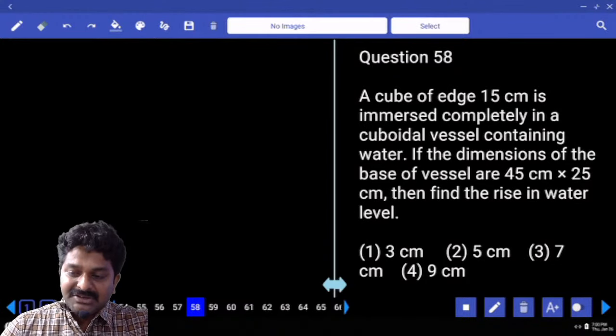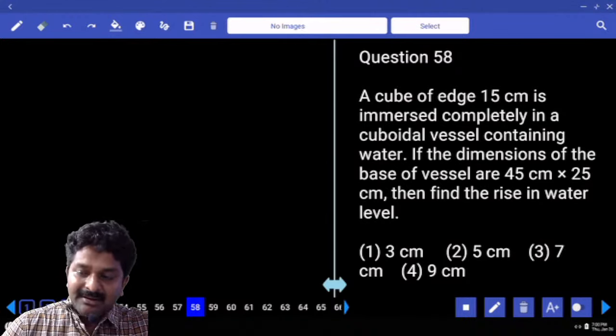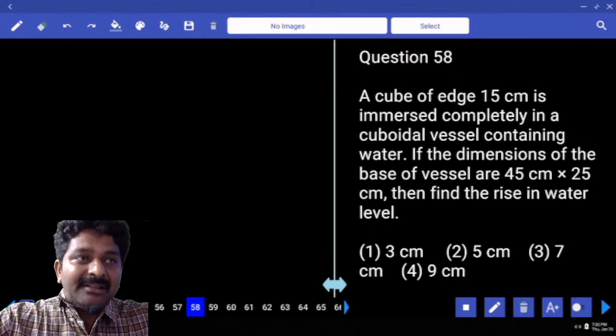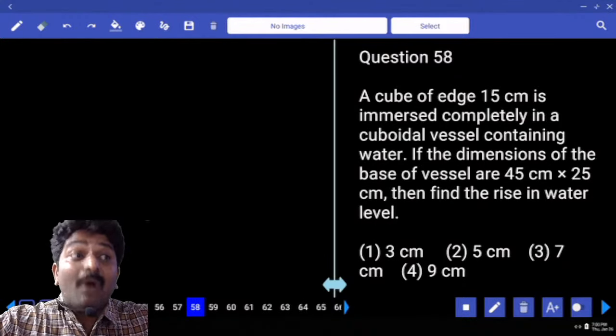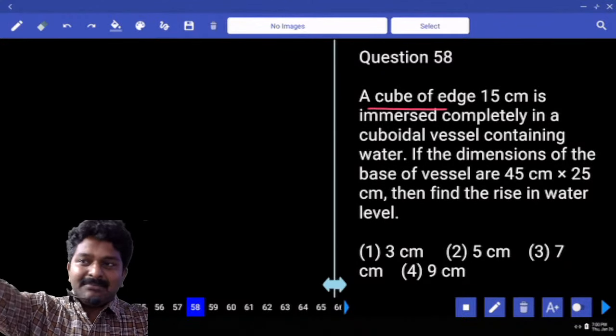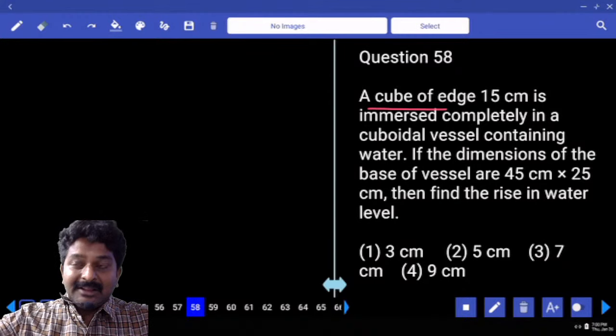A cube of edge 15 centimeters is immersed completely in a cuboidal vessel containing water. If the dimensions of the base of the vessel are 45, 25, then find the rise in water level. So in this question, they are talking about volume.